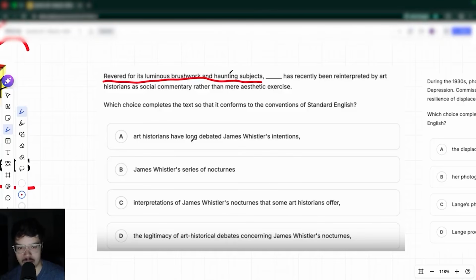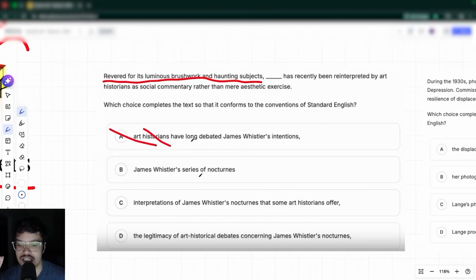So, revered for its luminous brushwork and haunting subjects. Think about what that's probably referring to. Brushwork, subjects, that probably is referring to an actual painting. We're talking about some kind of painting here, and that should be the central focus of the first thing that comes after the blank. If the thing after the blank is something other than that, then we know it's not going to be the right answer. Art historians have long debated. Okay, so art historians are not revered for their luminous brushwork. We're not saying that we're painting historians. That's not what's happening. We're talking about paintings here, not people.